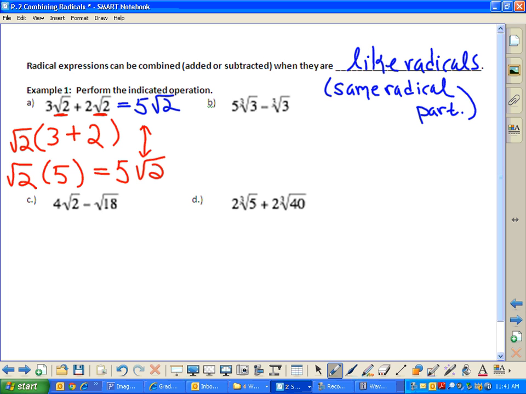Part B. There we have 5 cube roots of 3 minus, and this is like there's a 1 in front of here, minus 1 cube root of 3. What do you think, Chris? 4 cube roots of 3. Very good. Did you just combine like radicals? Very good.